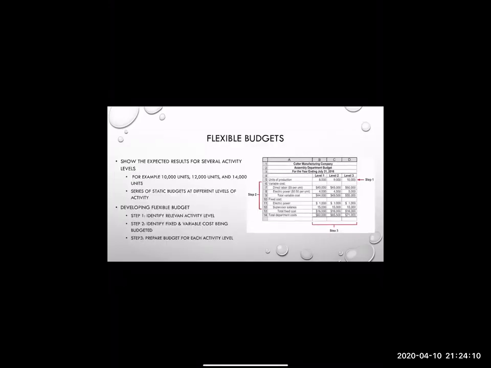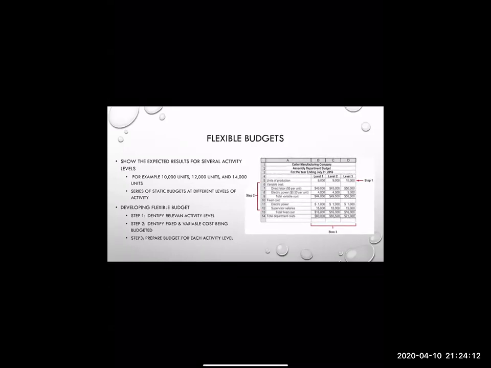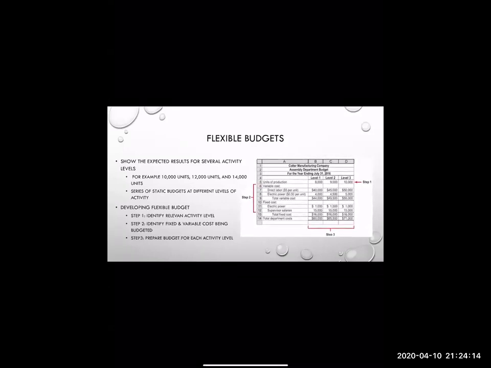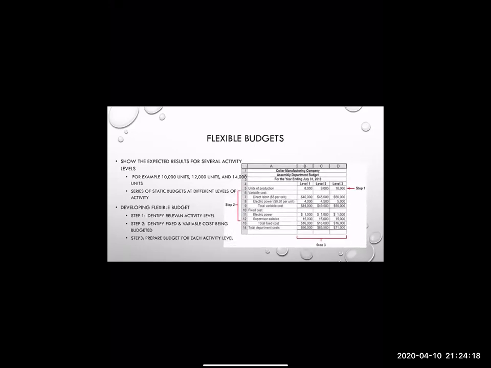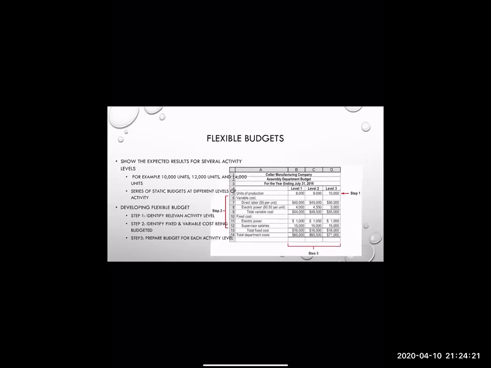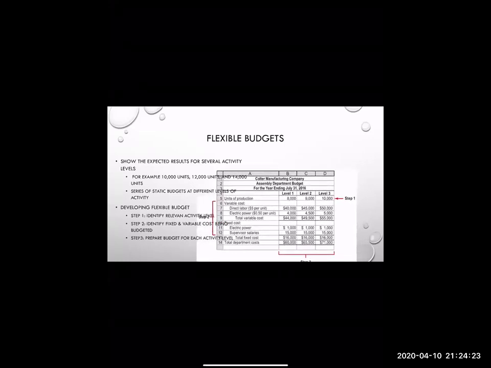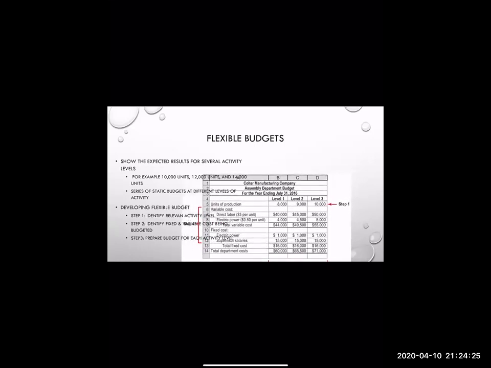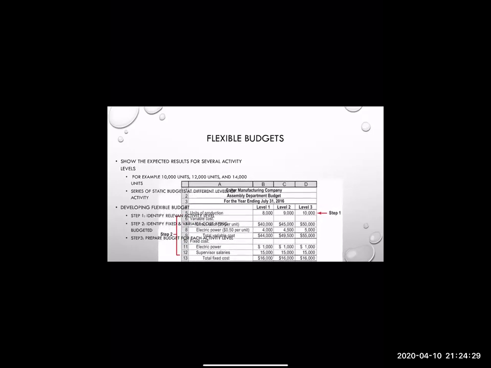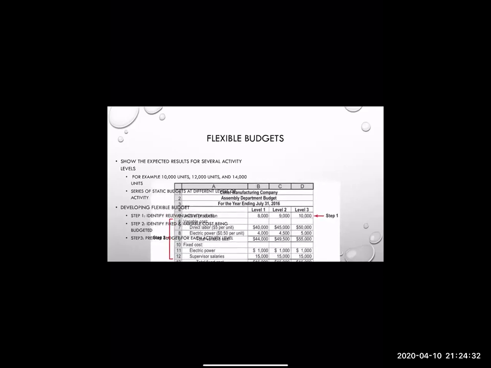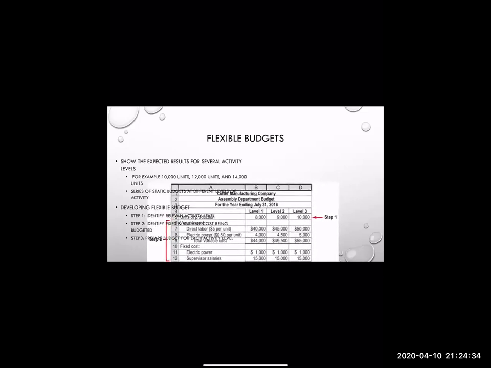So this is where a flexible budget comes into play. As in the word flexible, the budget adjusts for different levels of activity. I would say a flexible budget is just multiple static budgets at different levels, basically. A flexible budget shows expected results for several activity levels. So it can be for maybe 10,000 units, 12,000 units, 14,000 units, and so forth.